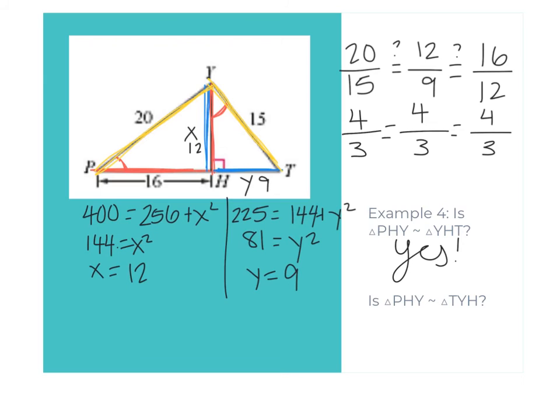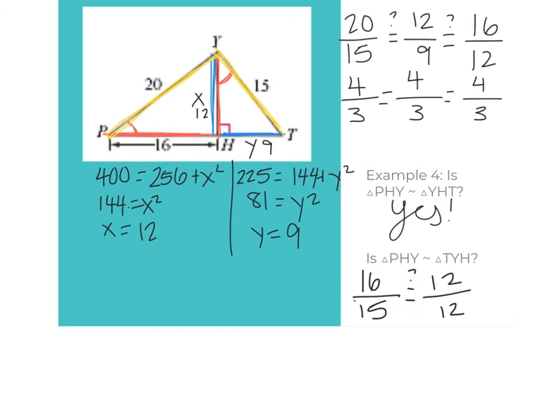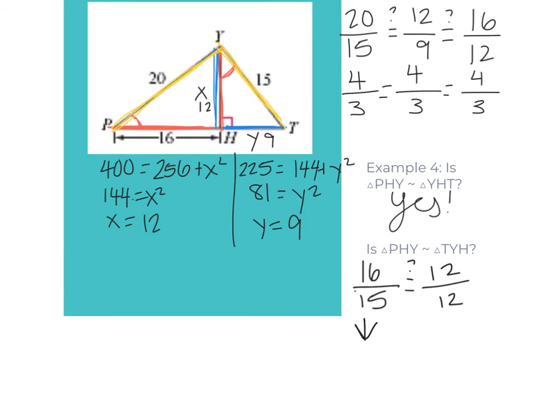When I get to the second one, they want to know, is PHY similar to TYH? If this was true, then PH, 16, would have to correspond to TY, 15, in the same way that HY, which is 12, would correspond to YH, which is also 12. Right away I can see, hey, that's not true, because this is a fraction and this is just 1. Okay? So as soon as I have one that isn't proportional, I don't even need to check the third. I can say right away, they're not similar. My letters are in the wrong order.